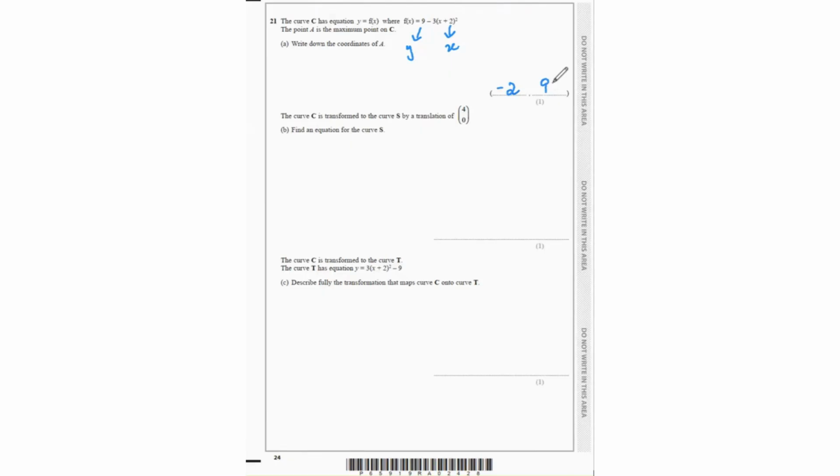Then curve C is transformed to the curve S by translation of (4, 0). So based on this vector, x is 4, y is 0. If x is 4, that means you're moving the graph 4 units to the right. If x was negative 4, it would be 4 units to the left. Same if y was a non-zero value. If it was, let's say, 1, then you move the graph 1 unit up. If it was negative 1, you move the graph 1 unit down.